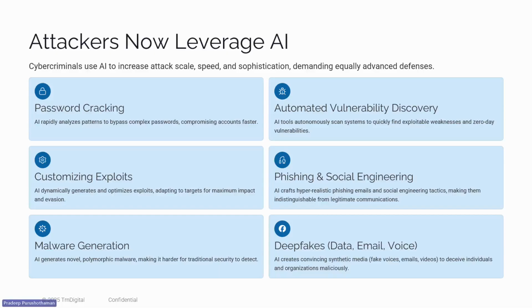And finally, deepfakes. Attackers can now replicate not just faces, but also data, emails, and even voices, impersonating trusted individuals and tricking employees or customers into acting on malicious requests. This is the new reality. Adversaries are using AI to be faster, smarter, and more dangerous than ever before. Now, the big question is, how do we fight back? How do we level the playing field?